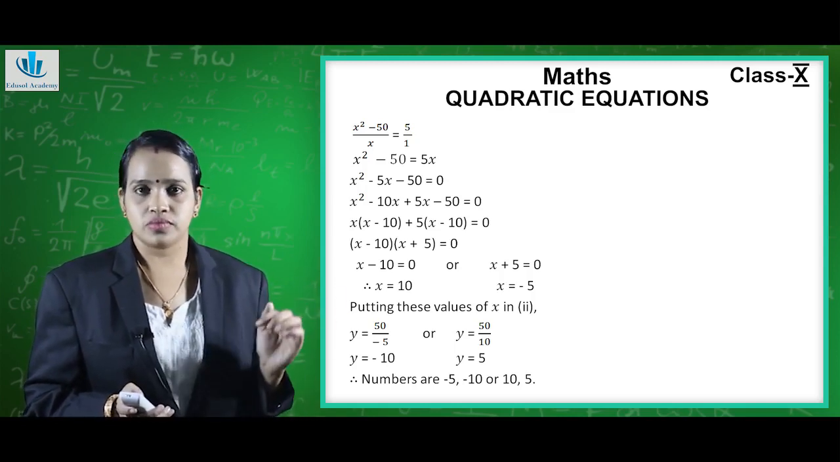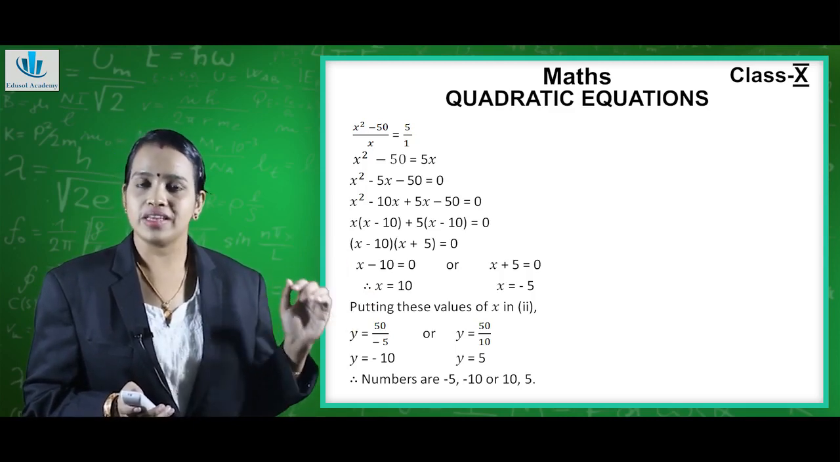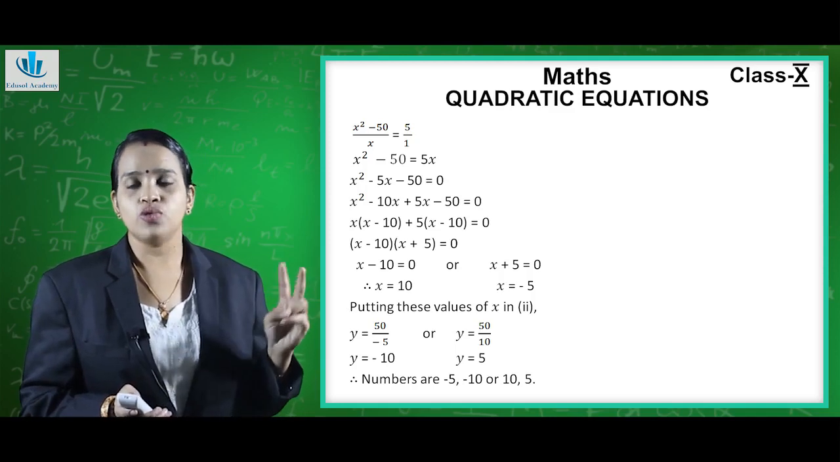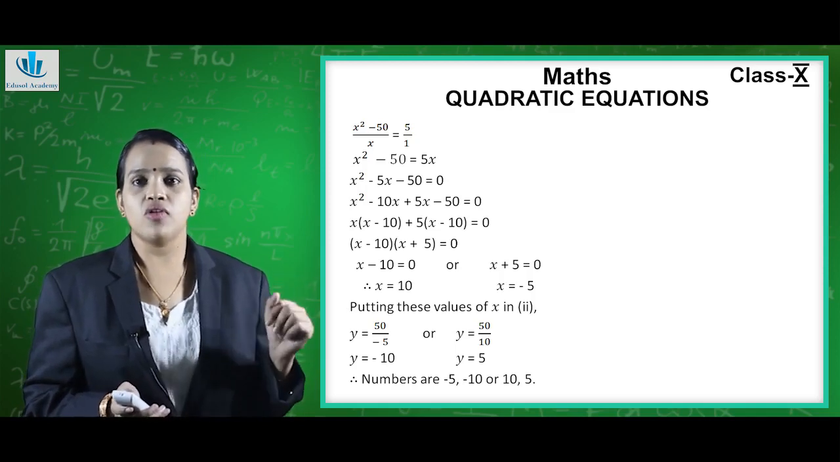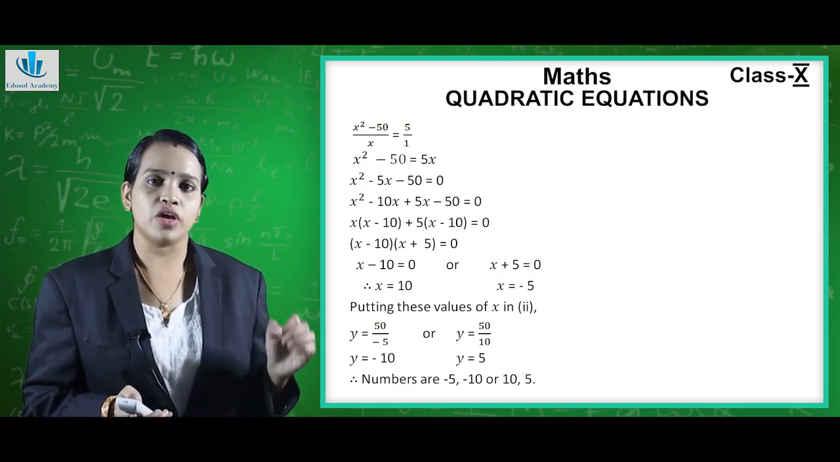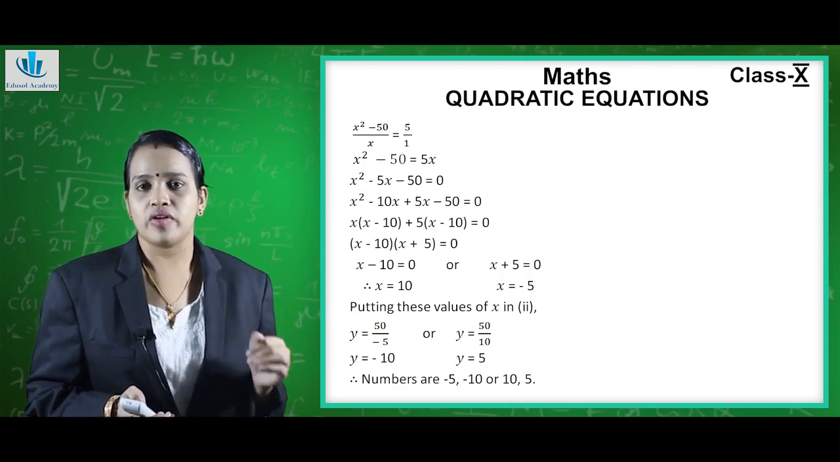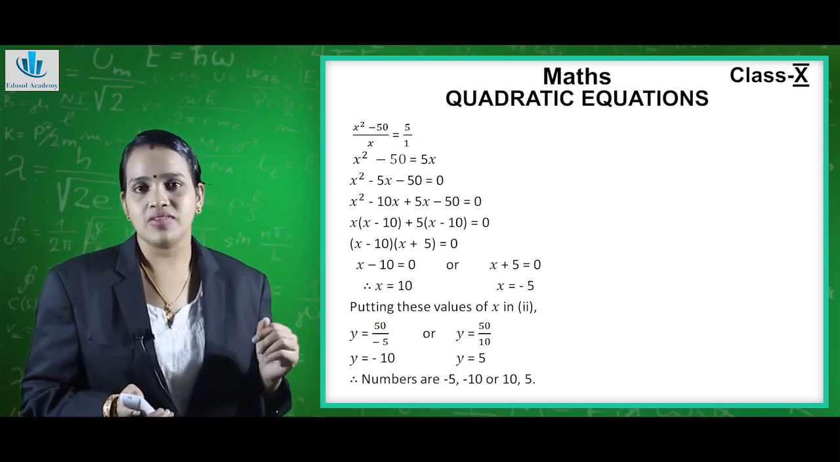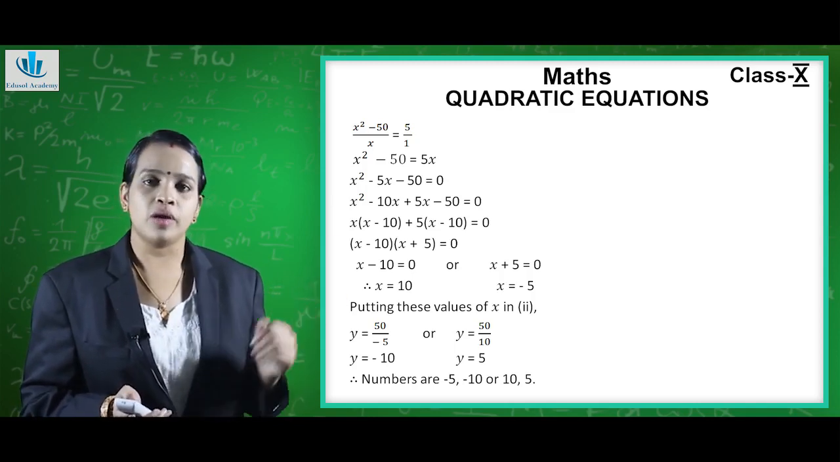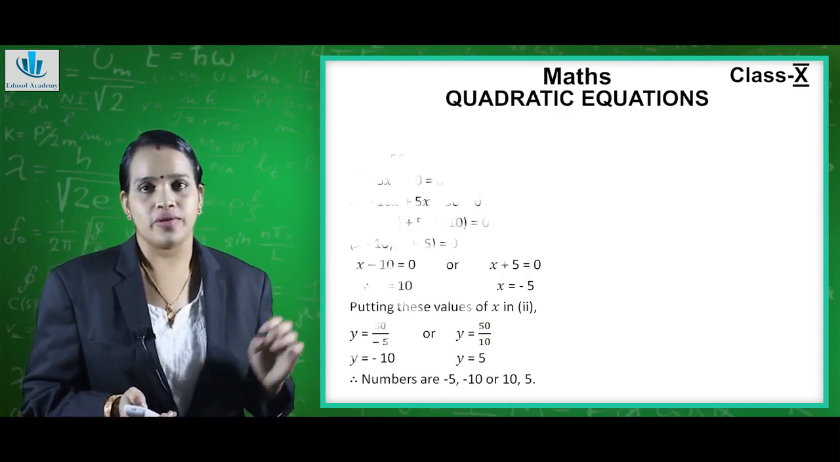And when we are putting the value of x in equation 2, we will get two values. That is, first we will take y equal to 50 upon minus 5, or we can write it as y equal to 50 upon 10. So in the first one we will get the value of y as minus 10, and in the second one we will get 5. So our numbers will be minus 5, minus 10 or 10, 5.